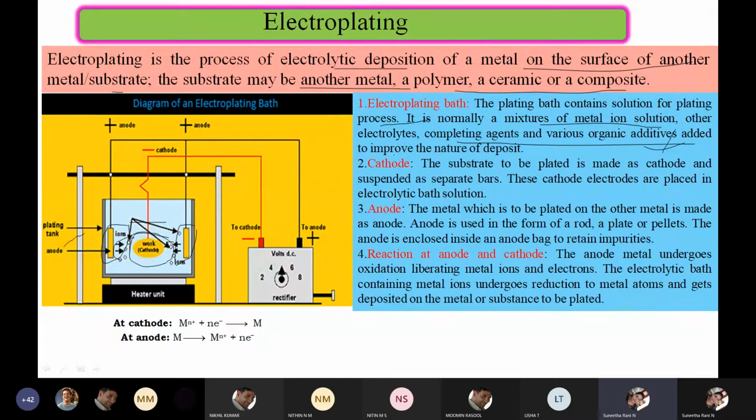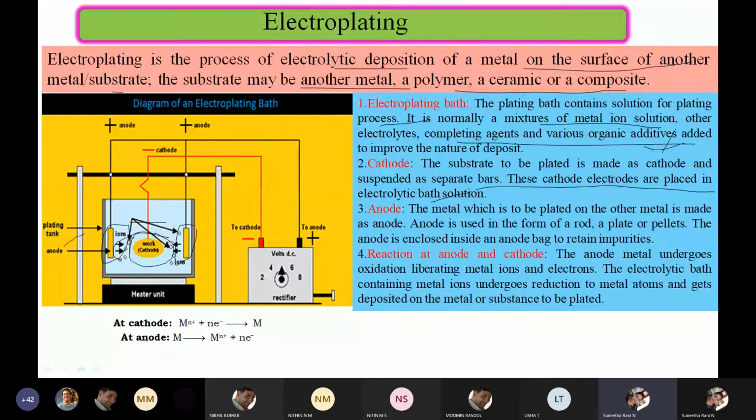Then next is the cathode. Cathode is nothing but the substrate to be plated. Substrate means whatever object you want to plate, that has to be taken as a cathode. So this cathode plate is made the cathode and suspended with separate bars. These cathode electrodes are placed in the electrolytic bath solution. So either a substrate or object can be placed inside the bath solution.